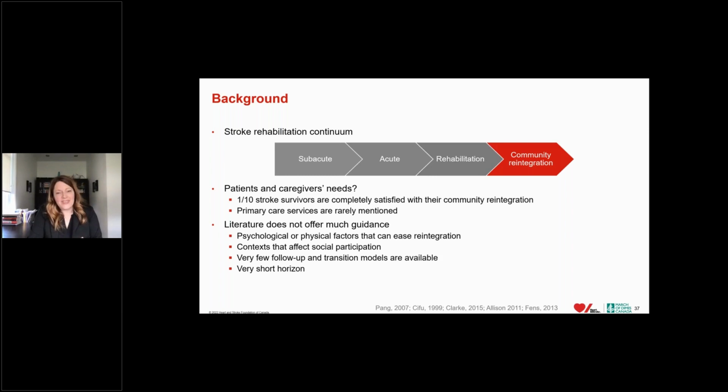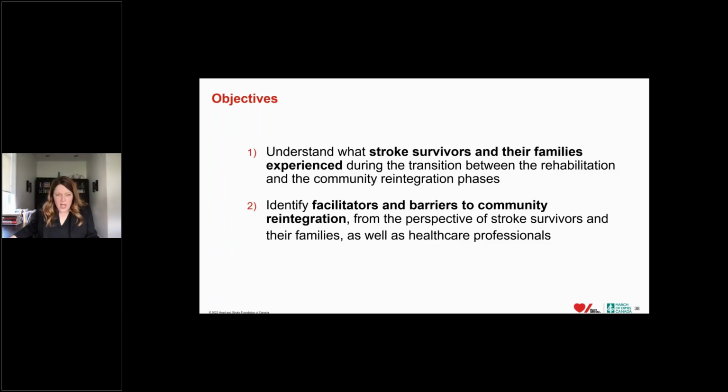But as I said before, we have very few transition models available, and those available often cover a very short horizon of time. Sometimes it's only planned for the very few years following the stroke event, and even some models only cover some months after the stroke event. So it's really important to work on this from the research perspective.